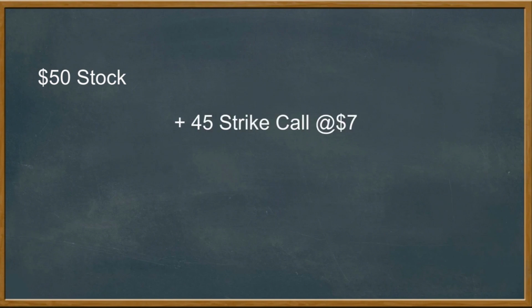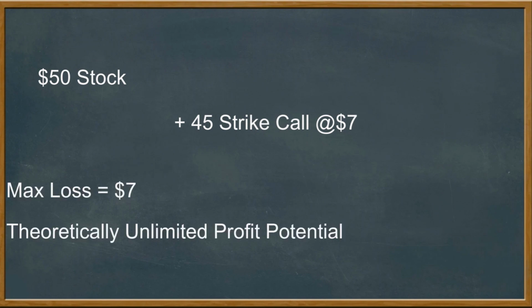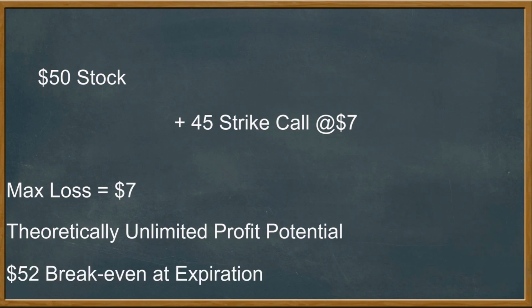Here we have a stock trading at $50 per share. Well, suppose we bought a 45 strike call on this stock and paid $7 per share for the option. That means we have the right to buy the stock for $45 per share. Because we paid $7 per share to enter the contract, we could lose $7, we have unlimited profit, and the stock needs to be trading for at least $52 per share for us to break even at expiration.